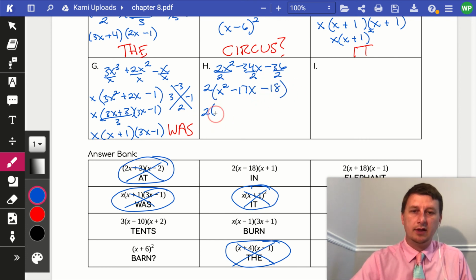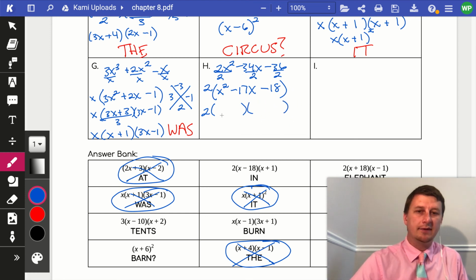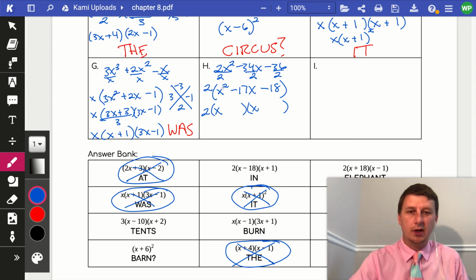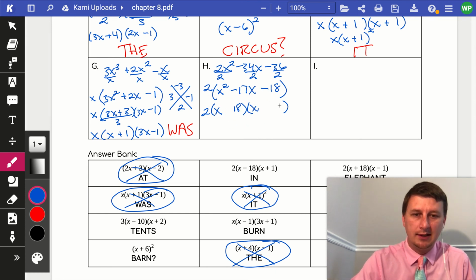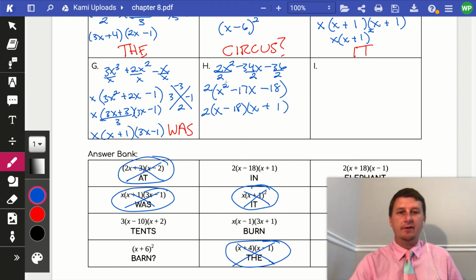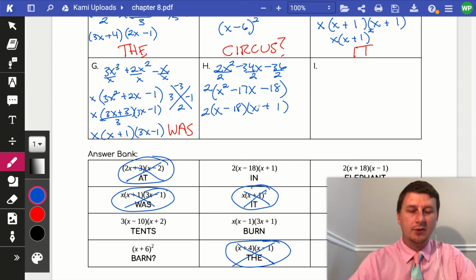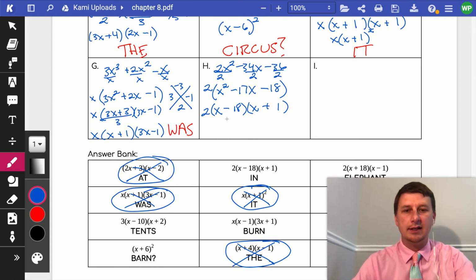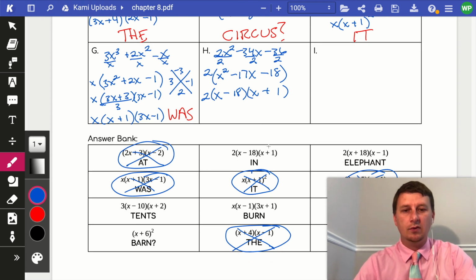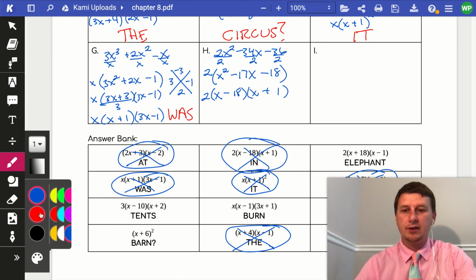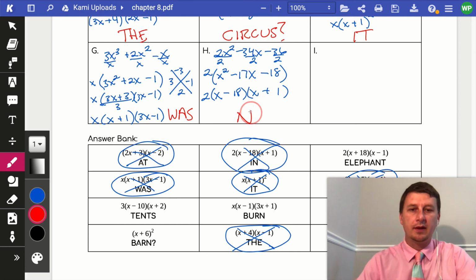So what two numbers will multiply to negative 18 and add to negative 17? Let's start off each with x, because x times x gives me that x squared. And I'm going to do negative 18 and 1. Negative 18 plus 1 will give me negative 17, and negative 18 times 1 is definitely negative 18. So is this a choice? Oh, yes, it is right there. 2 times x minus 18 times x plus 1. So that word is in.